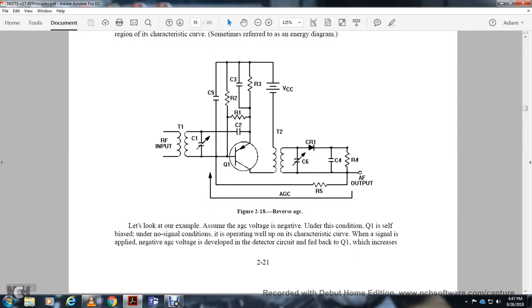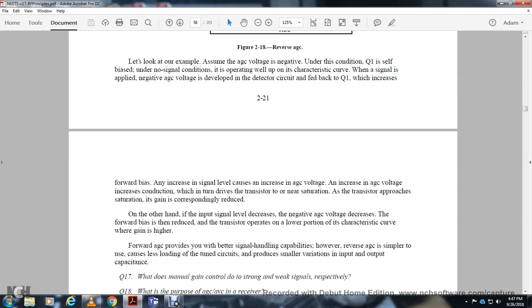Let's look at our example. Assume that the automatic gain control is negative under the condition of the transistor 1 base for no signal, operating well with the output characteristic for the signal applied. With the negative automatic gain control developed by the detector circuit fed by resistor 1, the forward bias will increase with the increase of the signal level. The increase of the automatic gain control voltage drives the transistor near the saturation region, and the gain is correspondingly reduced.